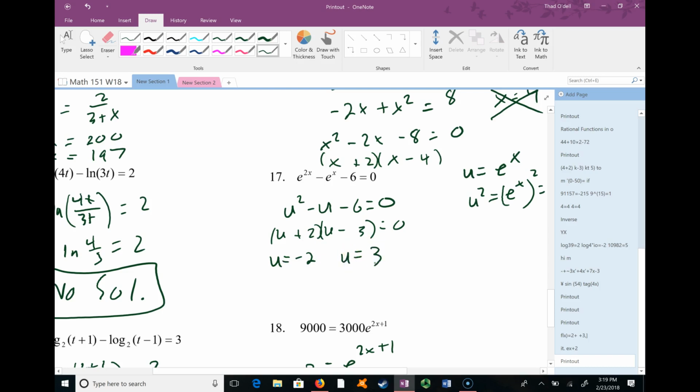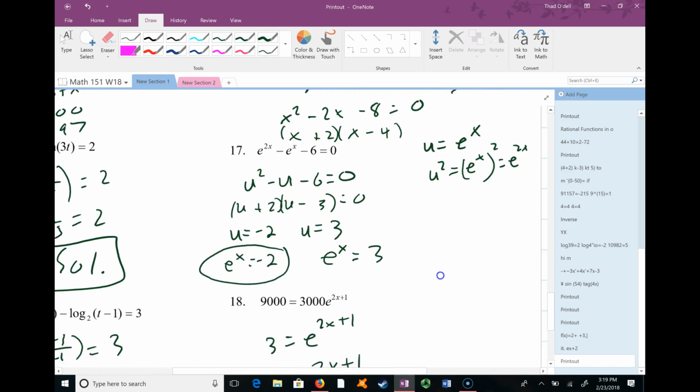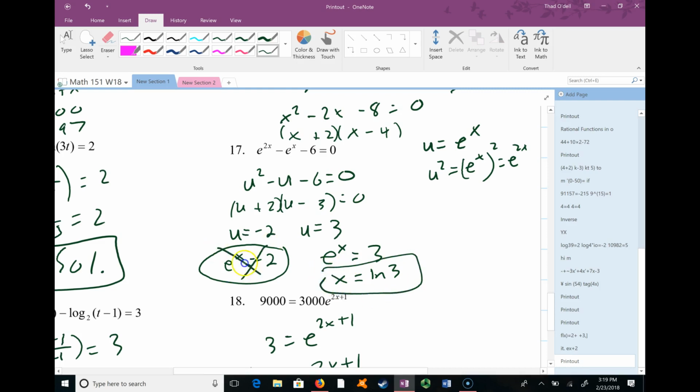But of course, u is e to the x. So what we really mean is e to the x is equal to negative 2, and e to the x is equal to 3. Of course, this is impossible. e to the x will never be equal to a negative number, but this is possible, and we can solve that by taking the natural log of both sides. So natural log of e to the x is just x, and natural log of 3 is natural log of 3. And of course, I can throw it in the calculator, get a decimal approximation, but that is also a good answer right there. So this doesn't produce an answer, this one does.